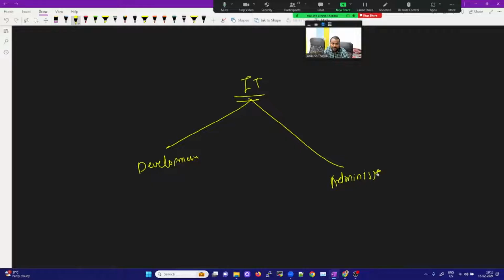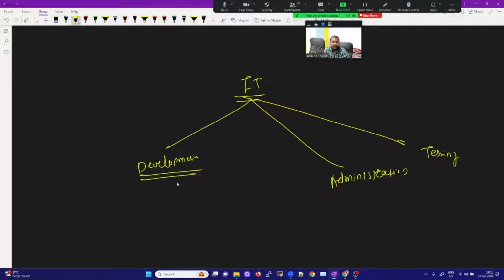Okay. Fine. So see, when we talk about IT, there are different streams. But basically, if I want to draw it into two or three fields, I would say there is a development track, then we have administration tracks available here. And if I want to take something else, there are testing kind of fields also available.